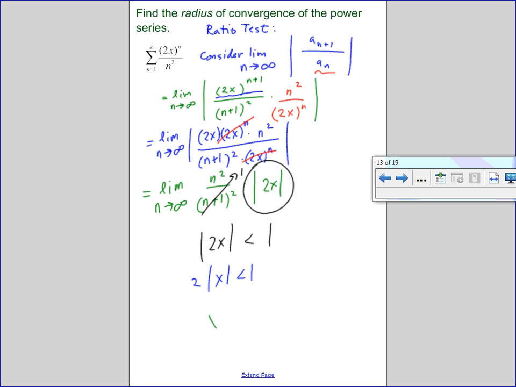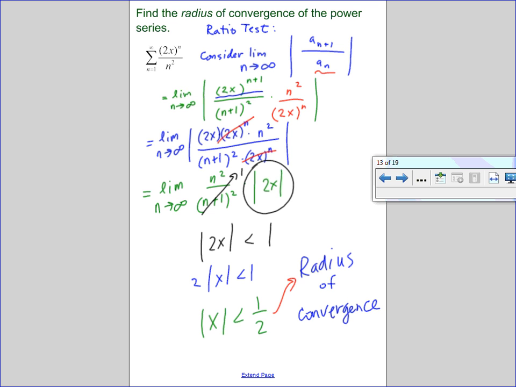So it looks like my radius of convergence then is going to be 1/2. So 1/2 unit is my radius of convergence. And we get my interval of convergence by breaking up the bars and rewriting as -1/2 is less than x is less than positive 1/2, and we see that my radius of convergence is 1/2 unit. Cool.